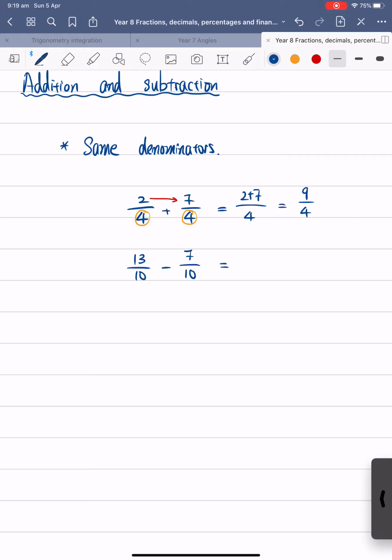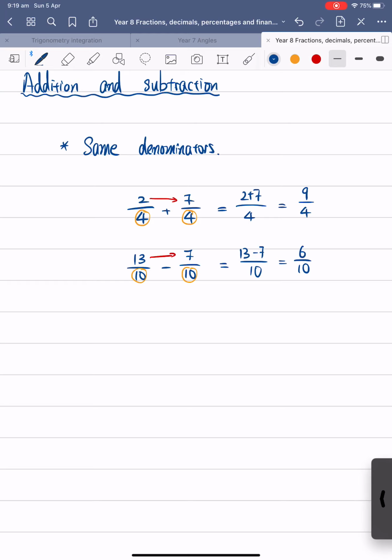Alright, question like this one, same thing. Alright, as you can see, the denominators are equal to each other, so all you have to do is subtract 7 from 13. So that gives you 13 minus 7 over 10. Now remember, you do not minus the denominators, otherwise the denominator becomes 0, which is not allowed in a fraction. Alright, so that gives you 6 over 10.